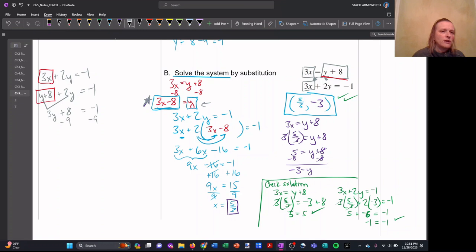I can now subtract 9 from both sides of the equation. I'm sorry, subtract 8 from both sides of the equation. I was getting ahead of myself. It equals -9. So I get 3y equals -9. To get y by itself, divide both sides by 3. And I have y equals -3, which is the same y value that we discovered before.